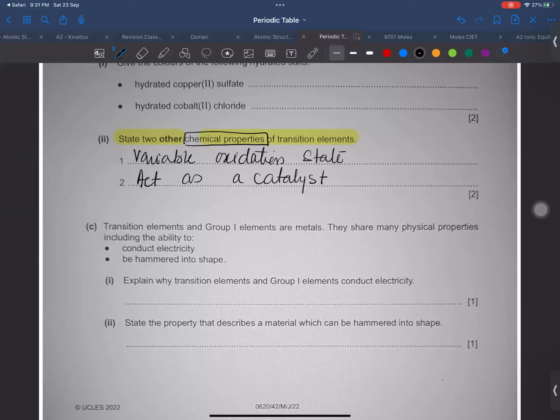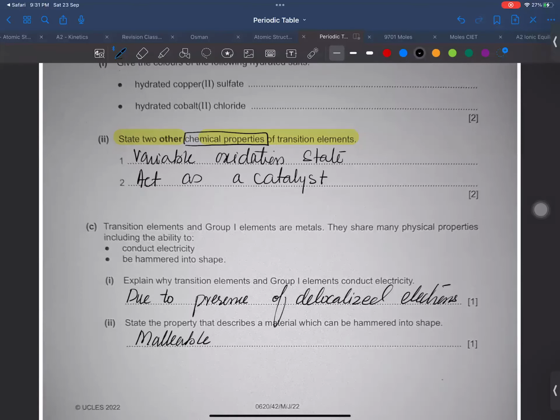Due to the presence of delocalized electrons, or you can even say free moving electrons. So metals have delocalized electrons, so they can conduct electricity. And the second part says: state the property that describes a material which can be hammered into shapes. So what is the name of it? Malleable. Absolutely right. Good job. So this is what we need to solve in this question. Is that easy or not?